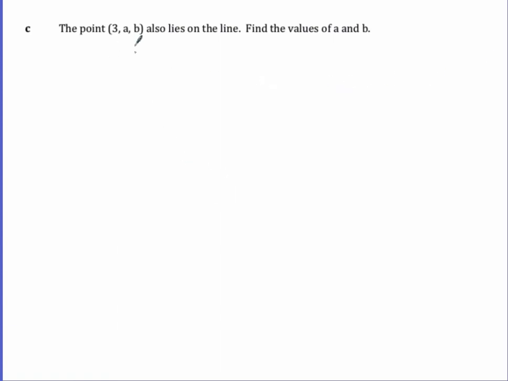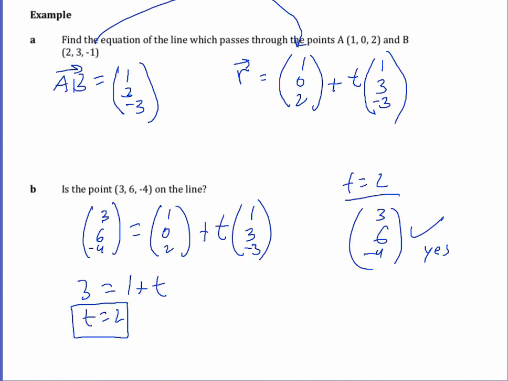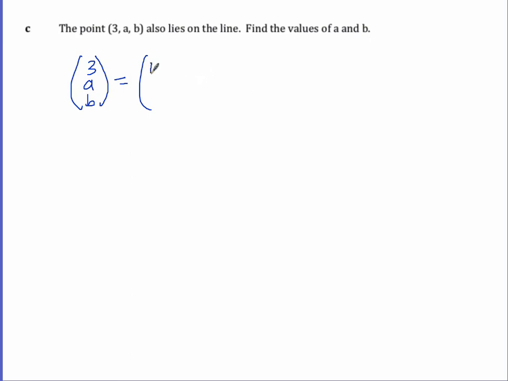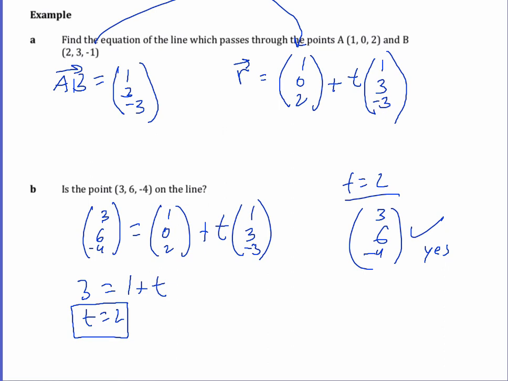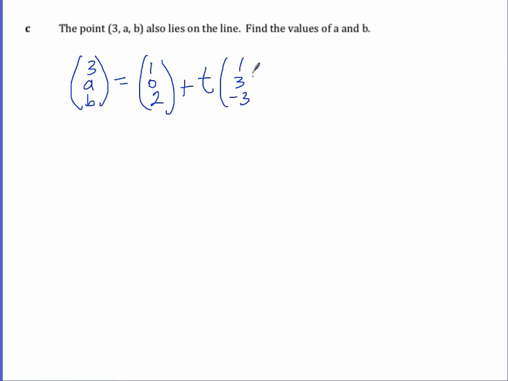Point 3, A and B also lies on the line, so let's find A and B. You can set it equal to our line, which is (1, 0, 2) plus t times (1, 3, negative 3). You can figure out what the t value is by solving the first equation. t equals 2, and then you can just plug it in and get the other values. Actually, it's the same as the previous question, I believe, so it's pretty much the same thing.